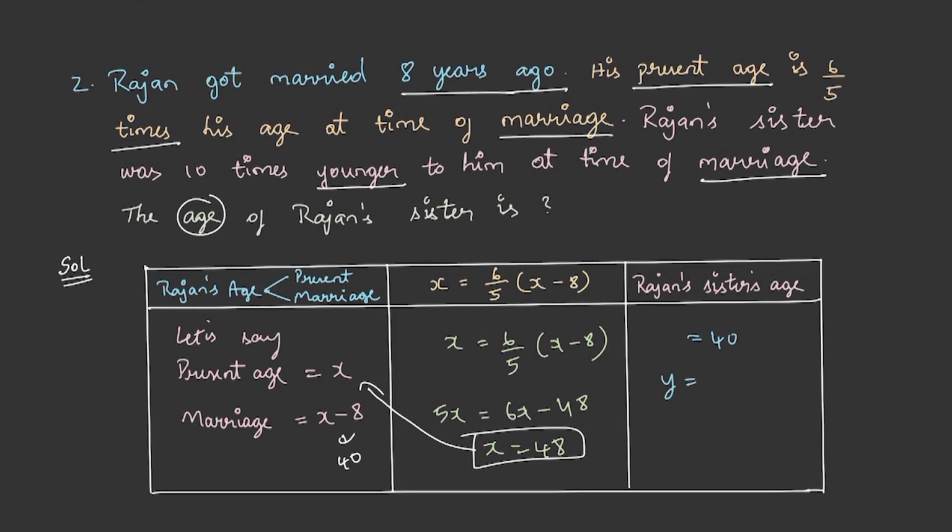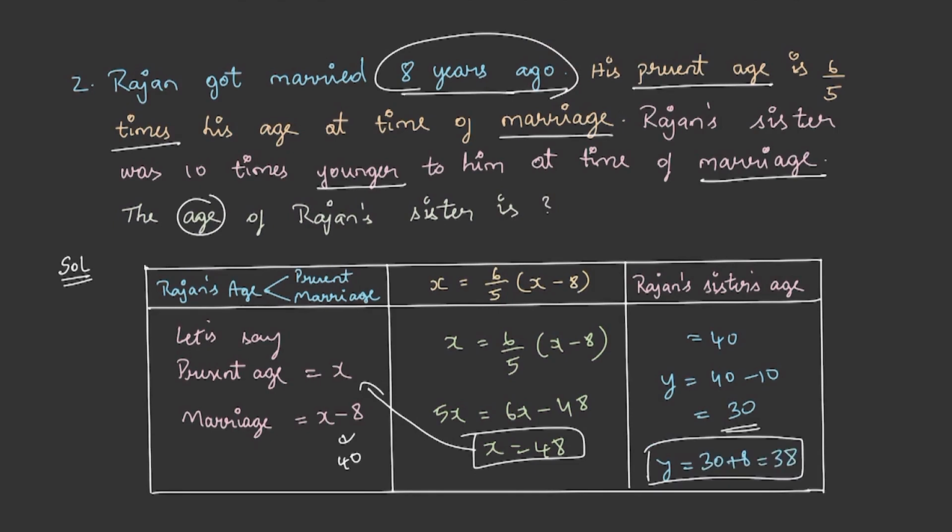As Rajan's sister is 10 times younger to him at time of his marriage, her age will be 40 minus 10, that is 30. And that is not the end. This age was 8 years ago, and her present age will be 30 plus 8, that is 38. That's it. This is Rajan's sister's age at present.